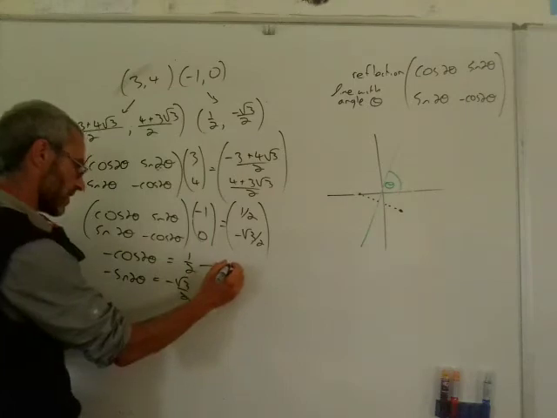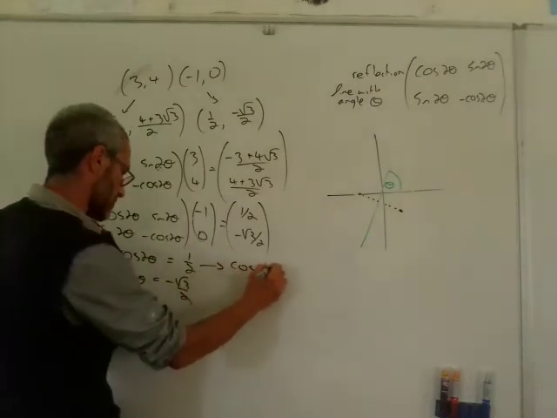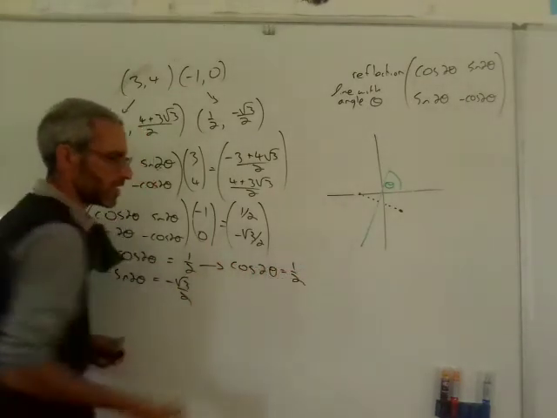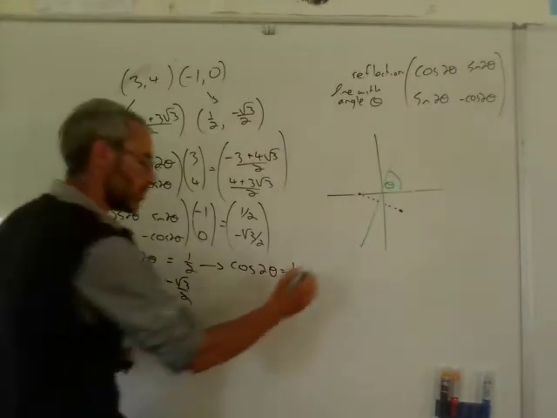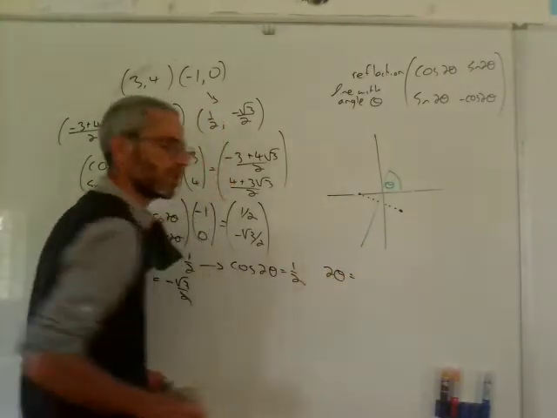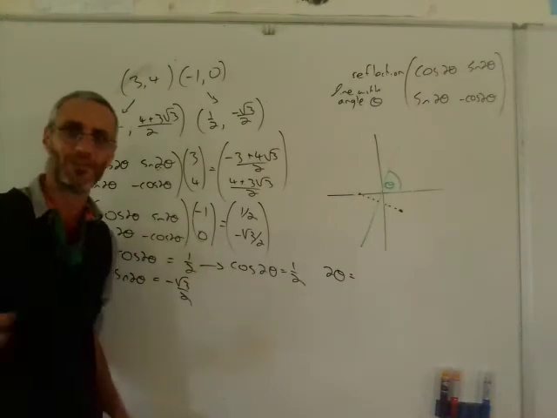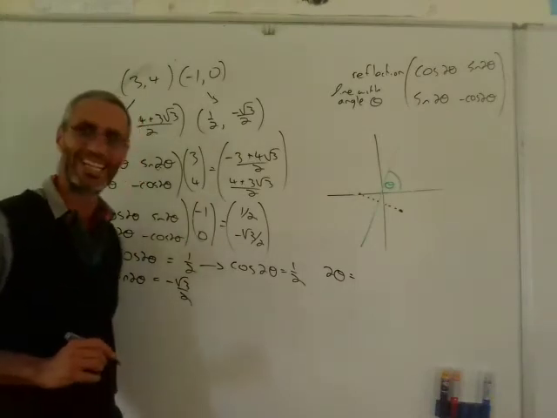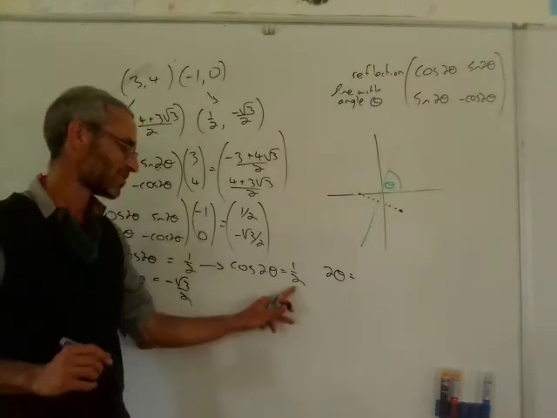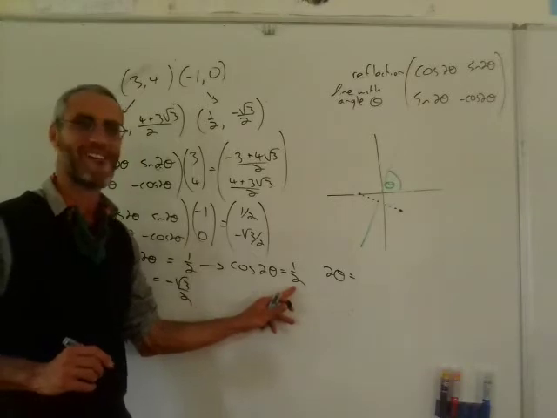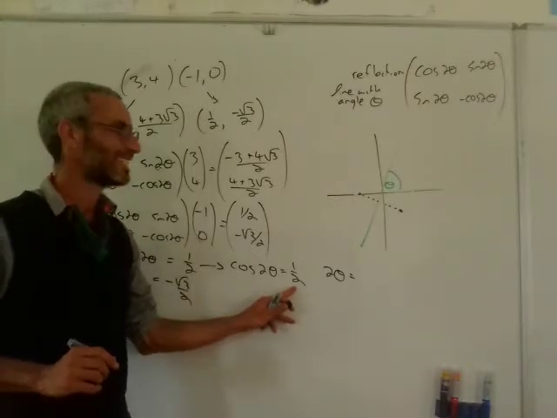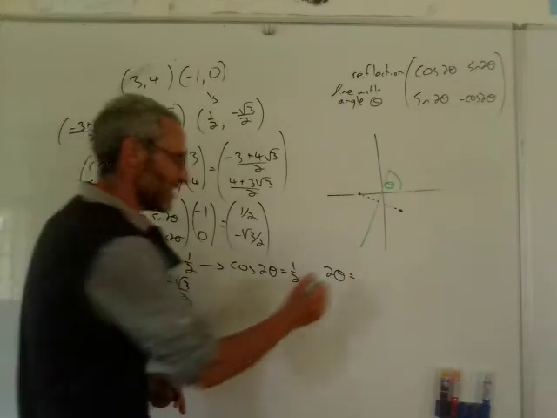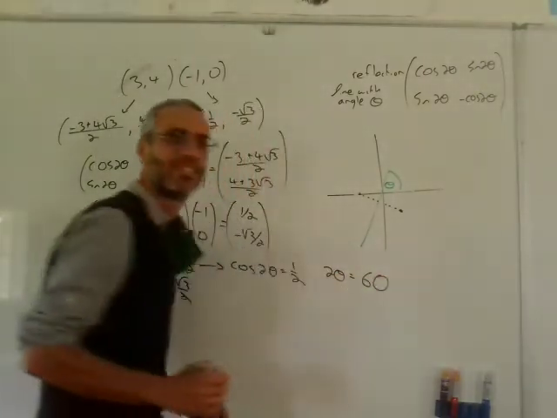So let's write that down as cosine 2 theta equal half. That's a special angle, isn't it? What can we say 2 theta is equal to, between 0 and 360? How's your trig doing these days? Which angle will give you cos half? 60. Yes. Okay. So 2 theta equals 60.